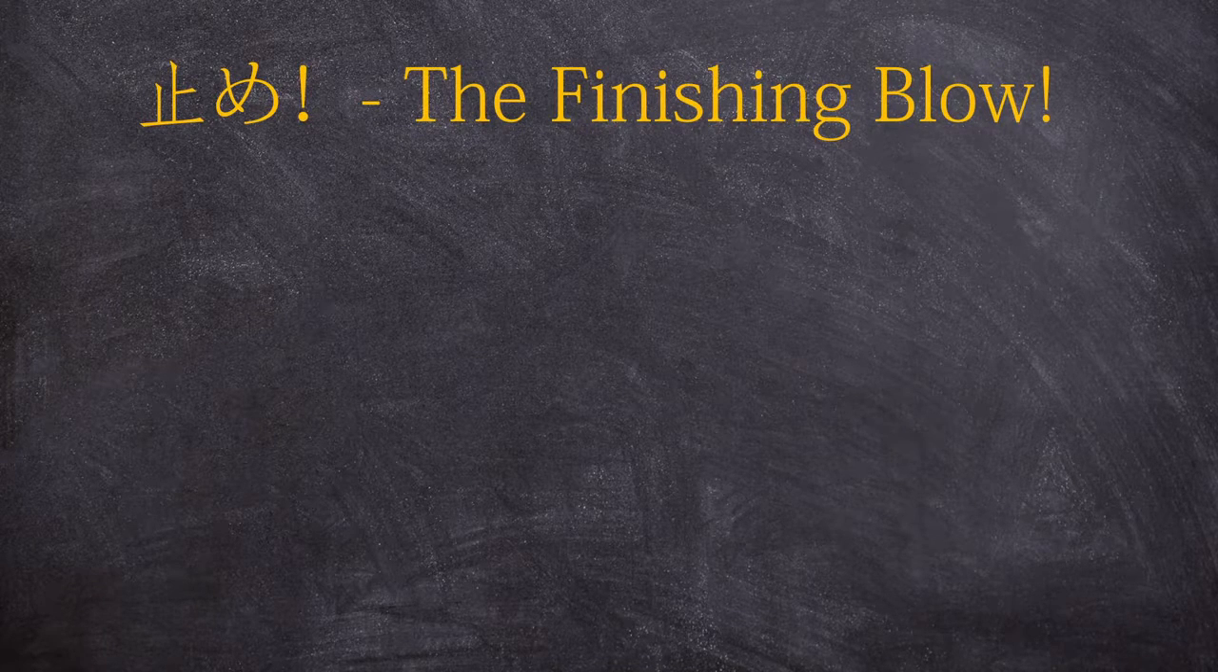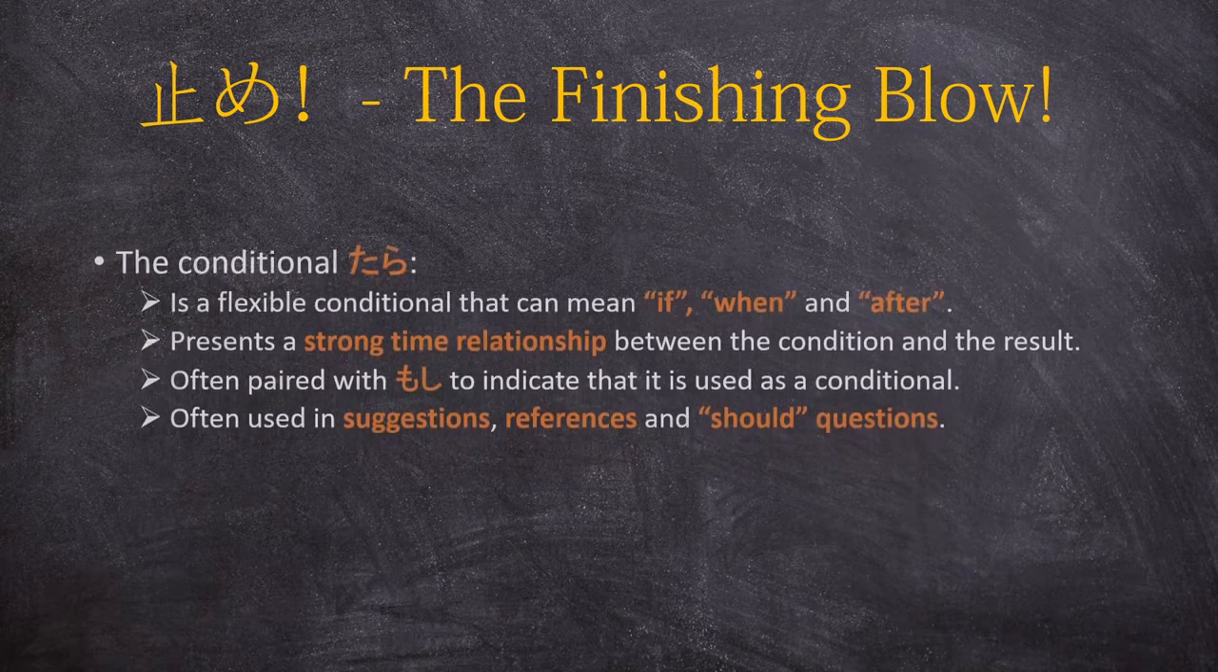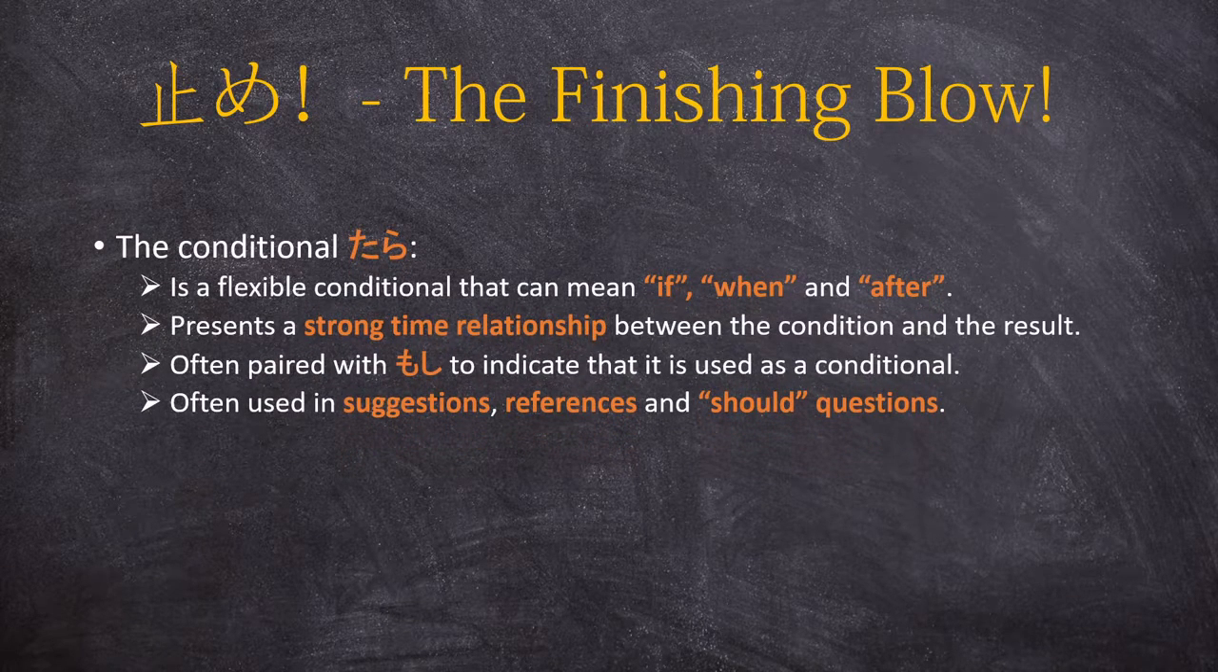Now let's deliver the finishing blow to our lesson today. So what have we learned? We have learned that the conditional tara is a flexible conditional that can mean if, when, and after. We have also learned that it has a strong time relationship, or to be more precise, that it presents a strong time relationship between the condition and the result in our sentence, that it is often paired with moshi to indicate that it is used as a conditional, not as an after or when indicator, and that it is often used in suggestions, reference, and should questions.